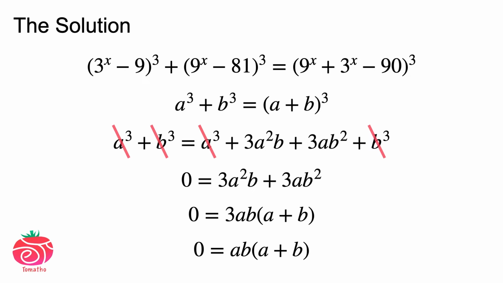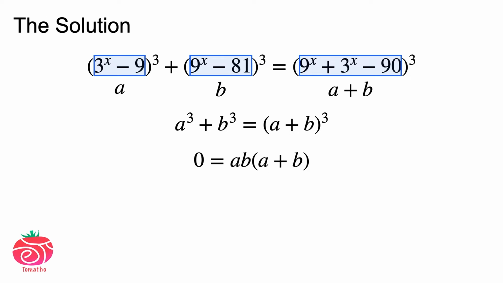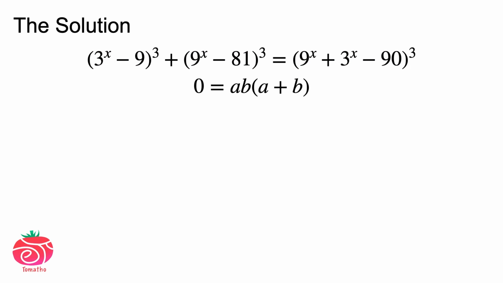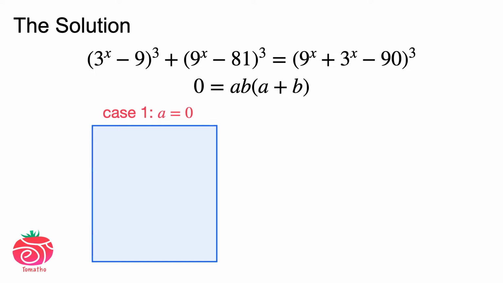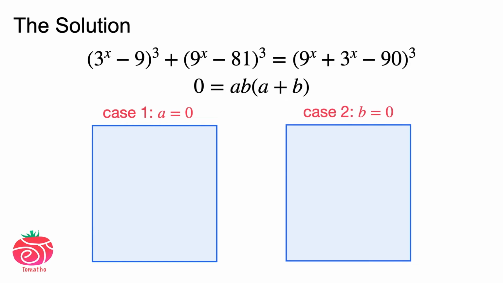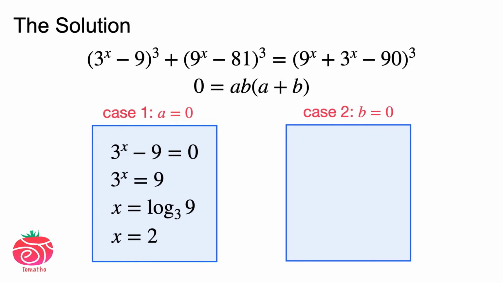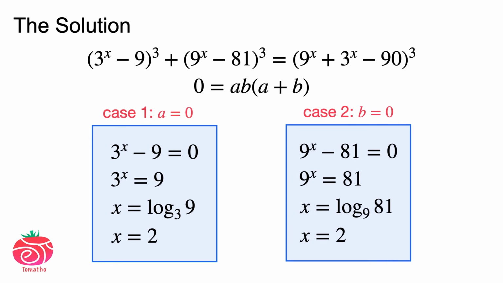Since it is a product of three terms that gives 0, we only have these three possible cases. Case 1, when a equals 0. Case 2, when b equals 0. The first case is 3 to the power of x minus 9 equals 0. Simplifying it, we have 3 to the power of x equals 9, which gives x equals 2. Similarly, for the case when b equals 0, we have 9 to the power of x equals 81, which gives x equals 2.